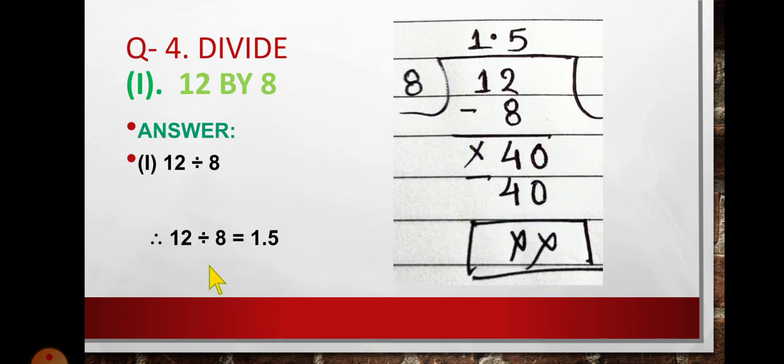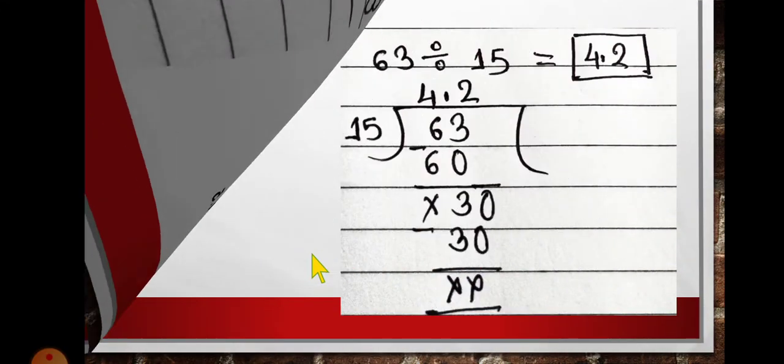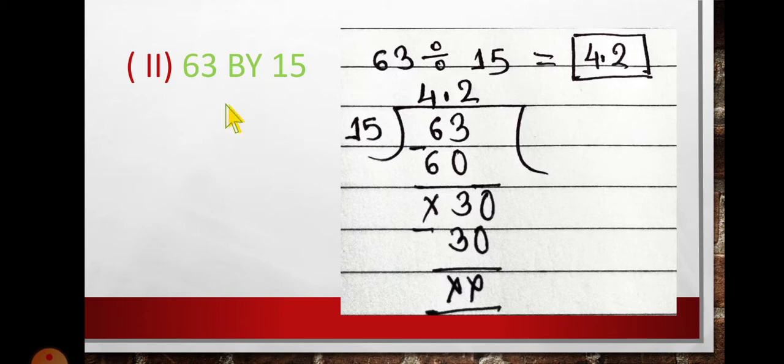Our answer is 12 divided by 8 is equal to 1.5. Similarly, we will do one more question: 63 divided by 15. So 15 fours are 60. 3 minus 0 is 3. 6 minus 6 is 0.